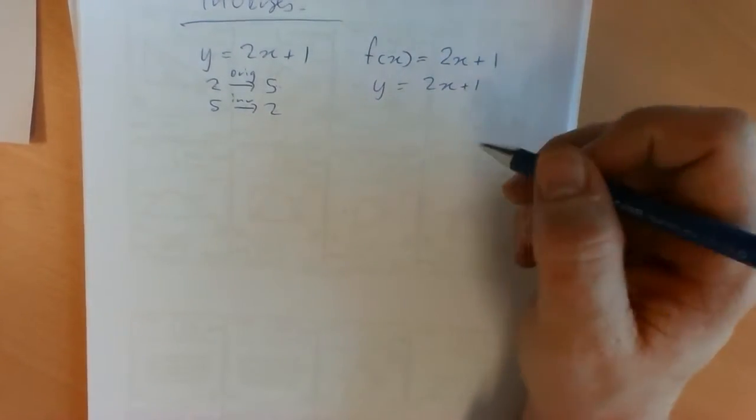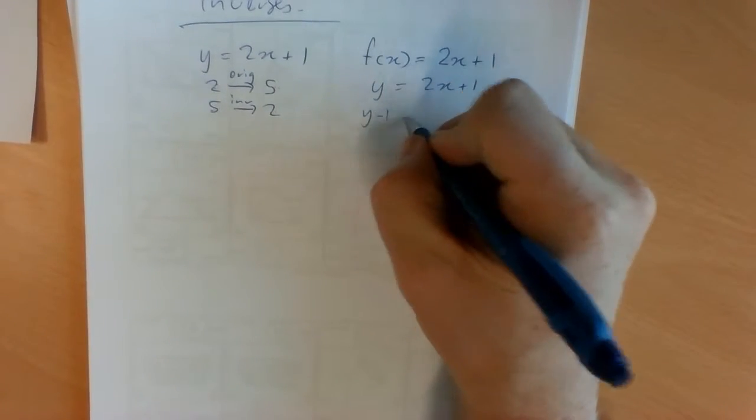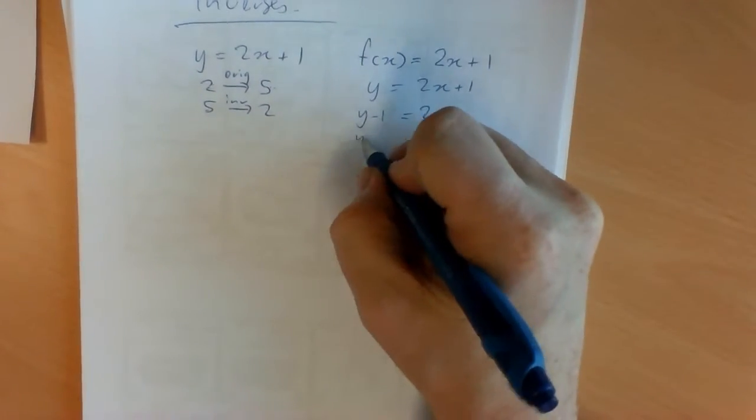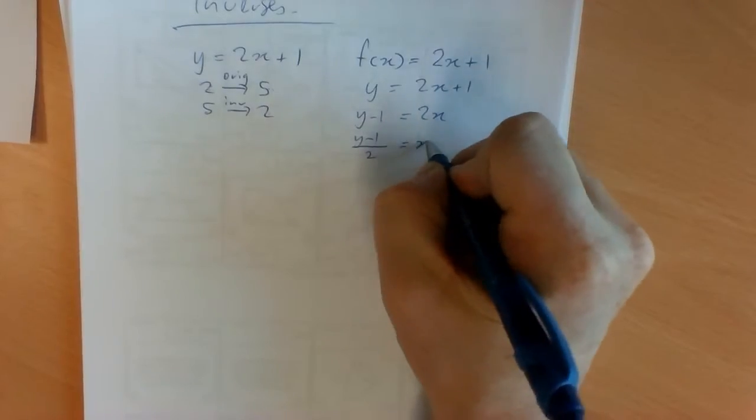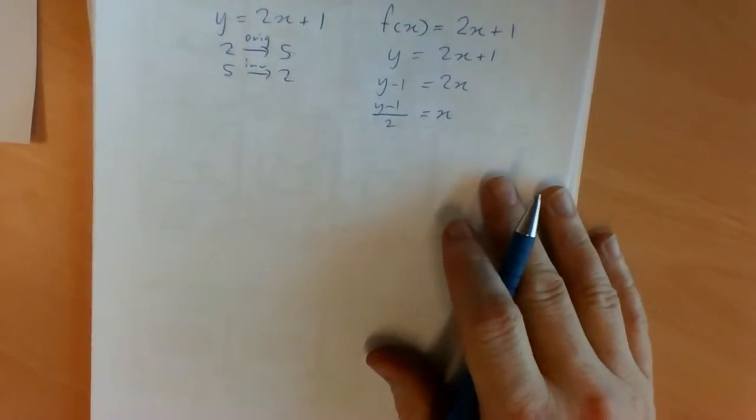Step 2 is to make x the subject. Just do reverse operations. So that's step 2, is to get x by itself using reverse operations.